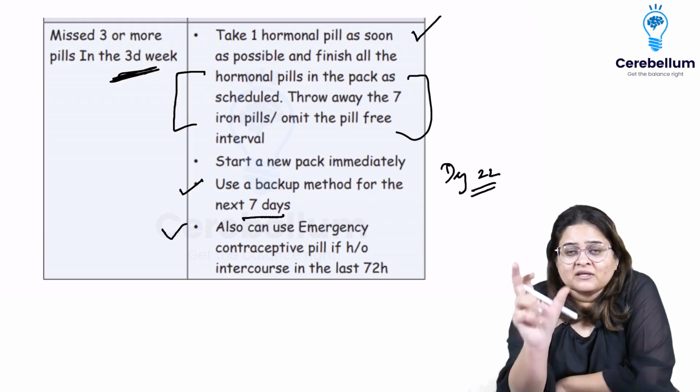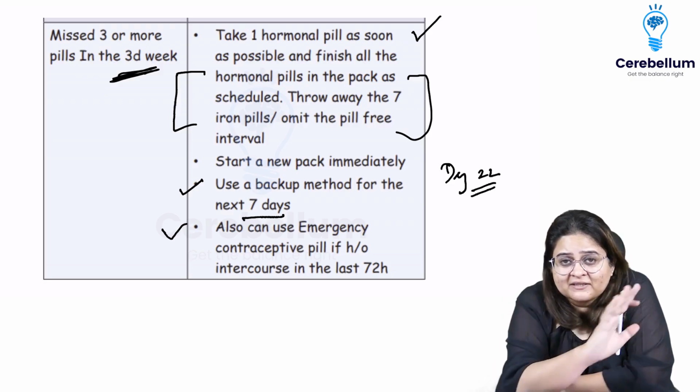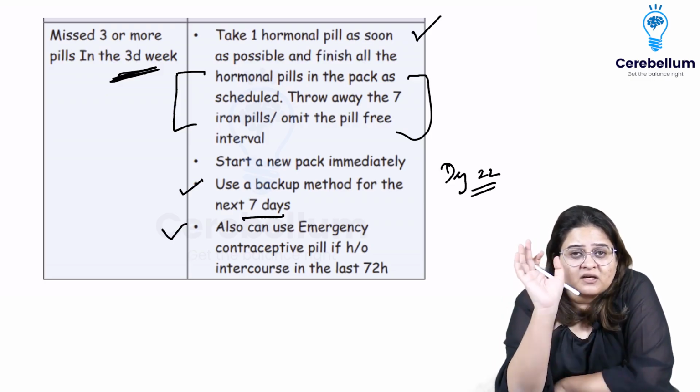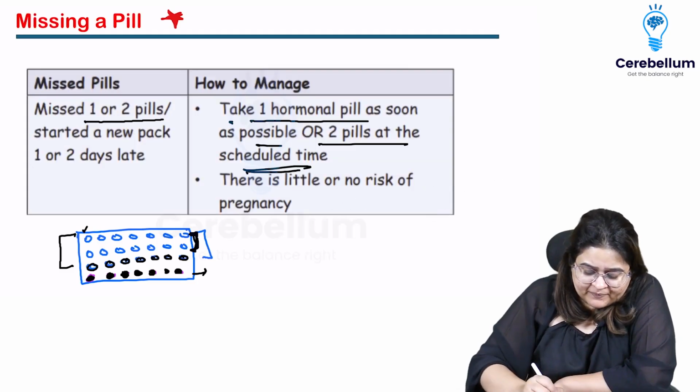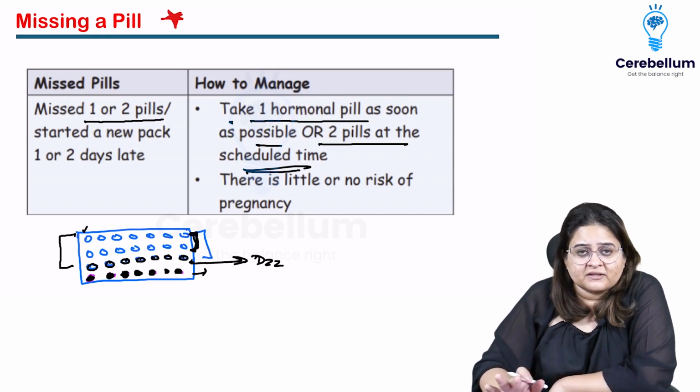That means the 7 iron tablets which we give when she's going to have withdrawal bleeding, we don't give, it's not to be given. Tell her to start a new packet from here itself. From this point, day 22 onwards, a new packet is to be started. She's not taking the iron pills.